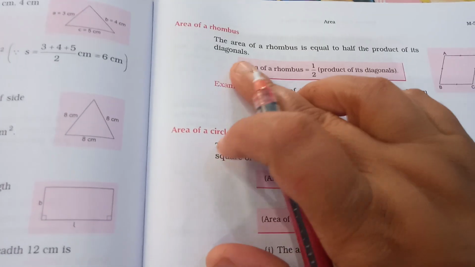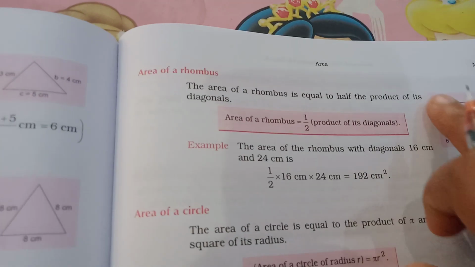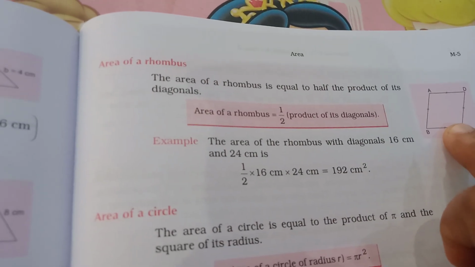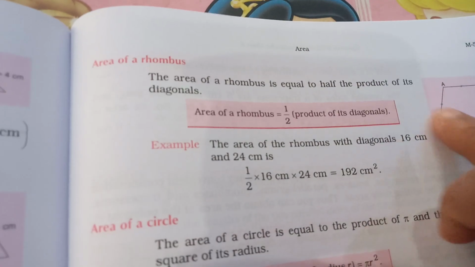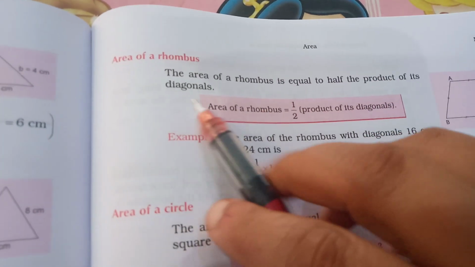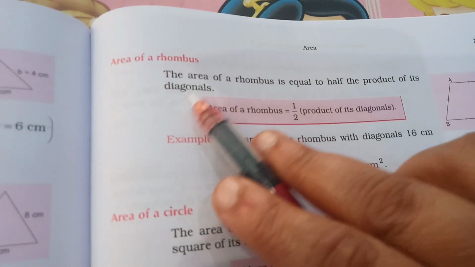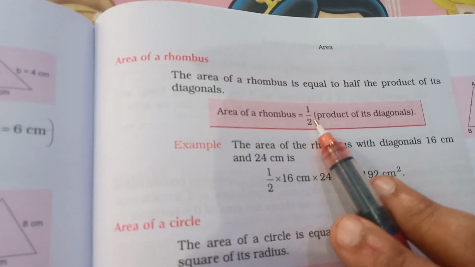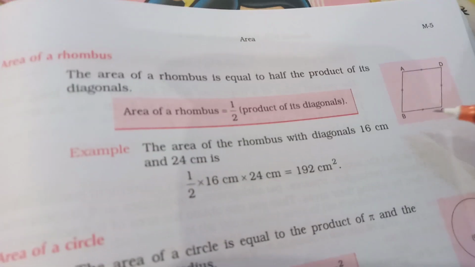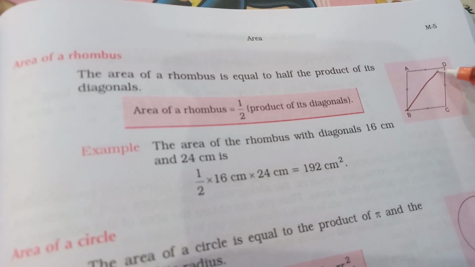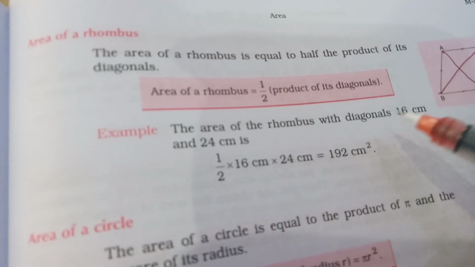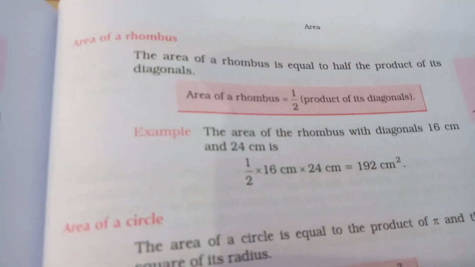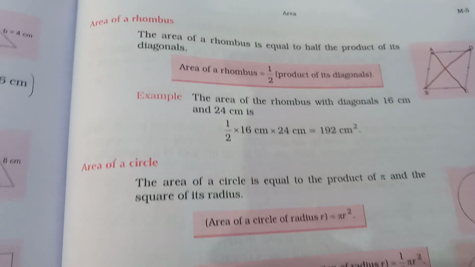Now comes the area of a rhombus. Now this is the rhombus. You can call it the brother of square. Its four sides are equal, like we have in a square, but the angles are not exactly 90. The area of a rhombus is equal to half the product of its diagonals. Now what are the diagonals? This BD and AC are your diagonals. So the area of the rhombus with diagonals 16 and 24. Suppose diagonals are given to you, you can find the area of the rhombus.